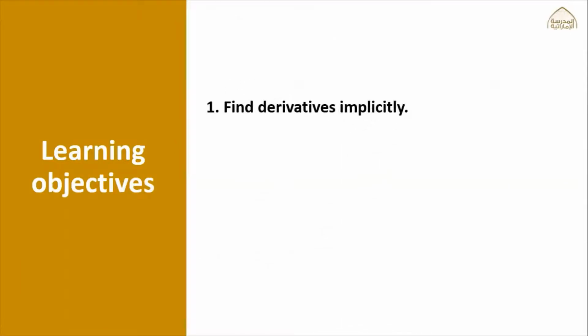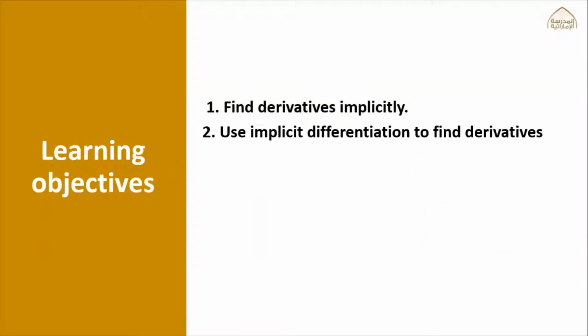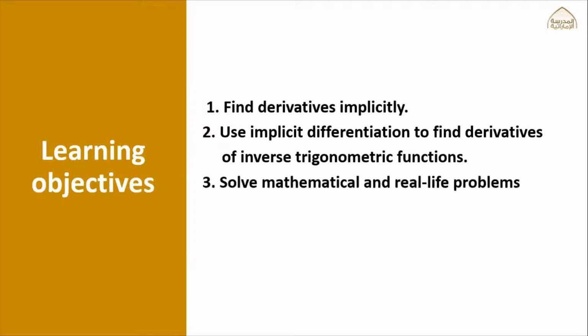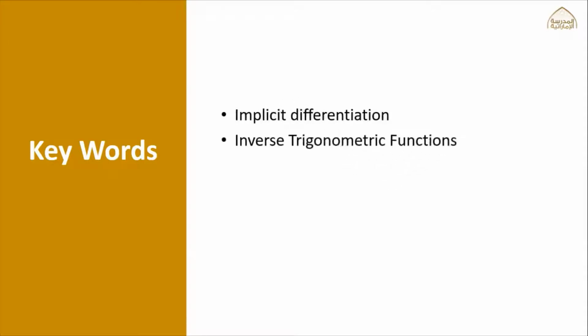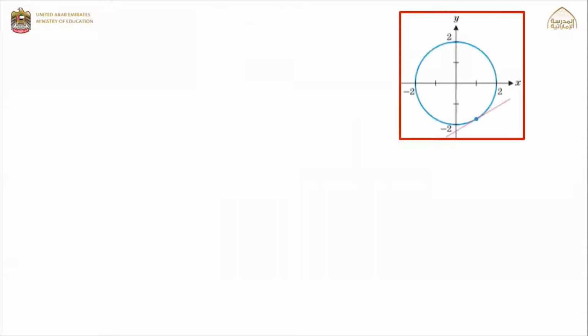Our learning objectives for this lesson: find derivatives implicitly, use implicit differentiation to find derivatives of inverse trigonometric functions, and solve mathematical and real-life problems using implicit differentiation. We have some keywords in this lesson: implicit differentiation, inverse trigonometric functions.